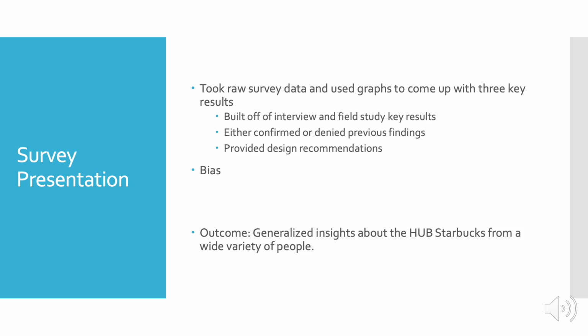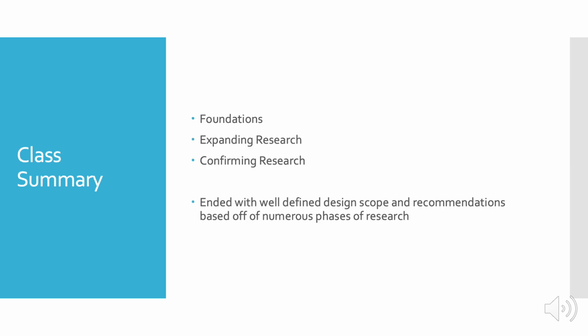And in this case, we had to take into account bias because I did have to only survey 15 people, which is like a small sample size. And so I had to acknowledge that as well. So the outcome of this was that I got generalized insights about the hub Starbucks from a wide variety of people. So in summary, we had foundations, expanding research, and confirming research, starting with the field studies, then interviews, then surveys, and then we ended with a well-defined design scope, and then recommendations based off of numerous phases of research.